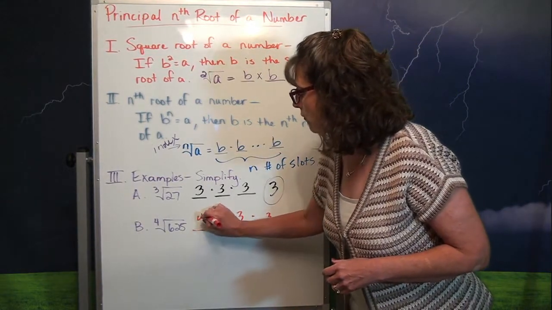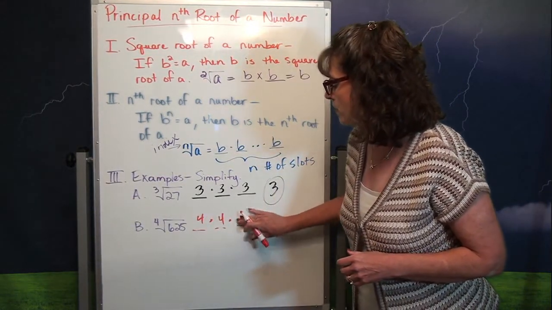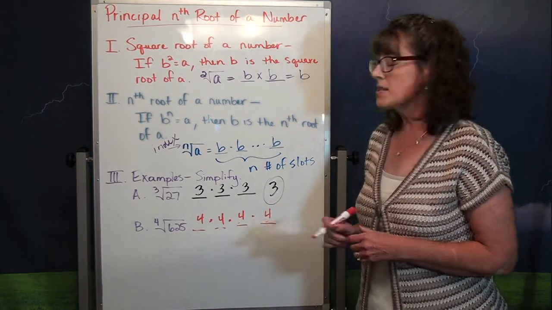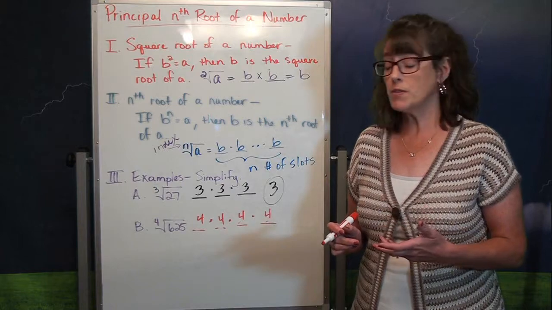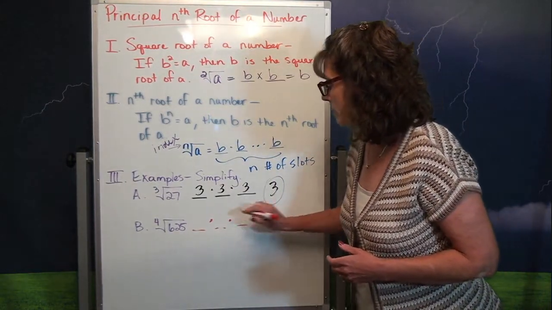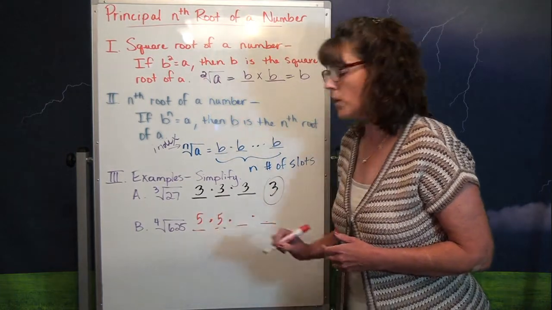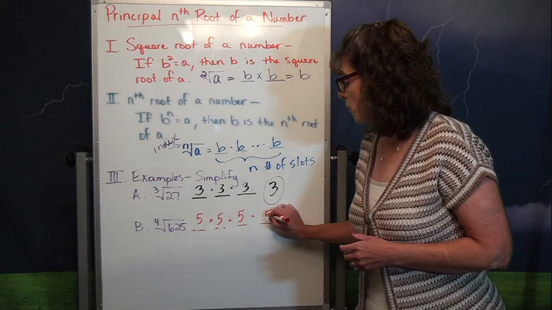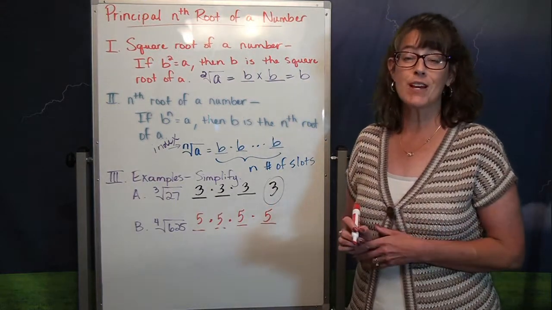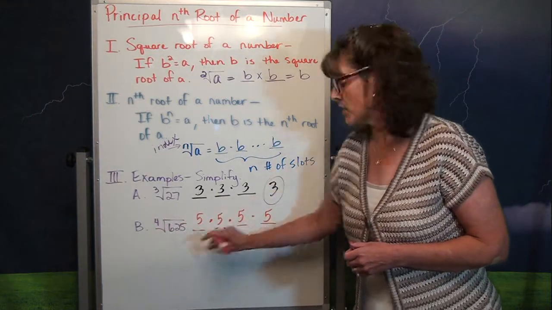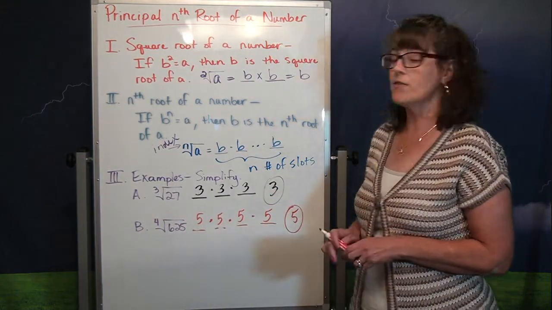So if I try 4, 4 times 4 is 16. 16 times 4 is 64. 64 times 4 is 256. Still not quite big enough. Well, let's put a 5 in there and see what happens. 5 times 5 is 25. 25 times 5 is 125. And 125 times 5, yep, it's 625. So the fourth root of 625 is a 5.